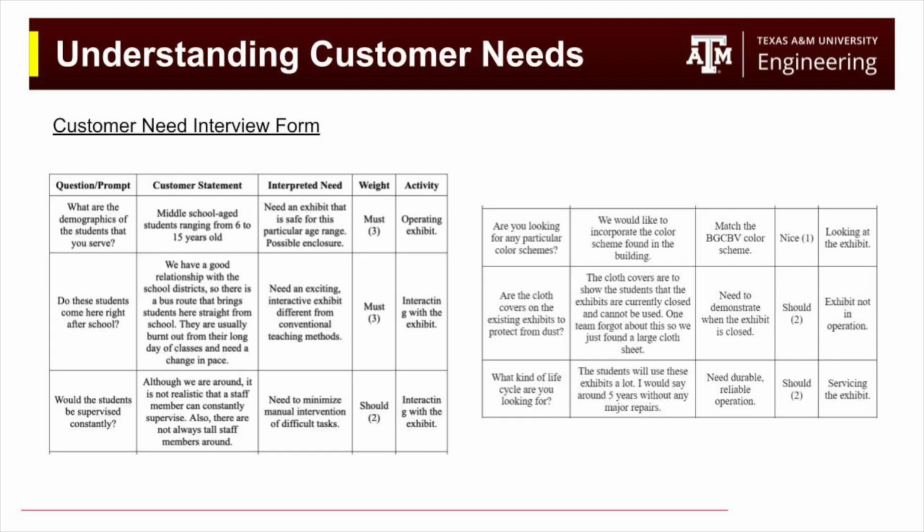During our first meeting with the Boys and Girls Club of the Brazos Valley, we interviewed the administrative staff to gain an understanding of their needs for this project. We recorded their statements and then interpreted the needs from those statements. For each need, we assign an importance value ranging from 1 to 3, 1 being something that would be nice to have, 2 being something that it should have, and 3 being something that the project must have.